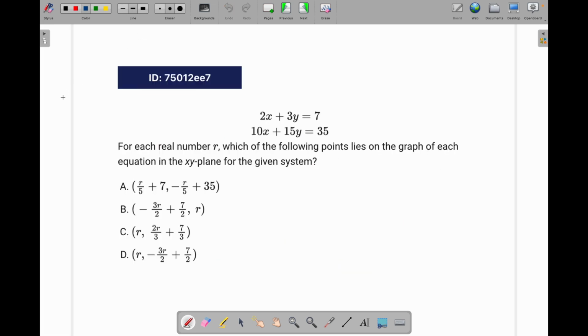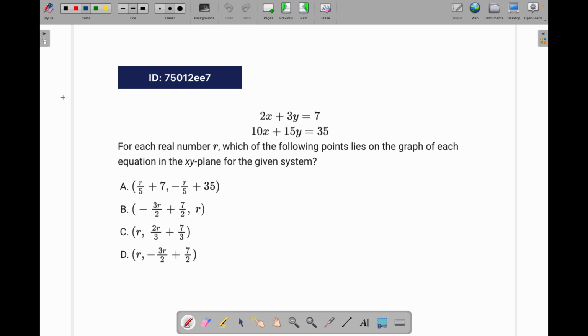Another system of equations. For each real number r, which of the following points lies on the graph of each equation in the xy-plane for the given system? I'll give you a moment to solve this question. All right, hopefully you got an answer if you paused it. And now we're going to go into this.